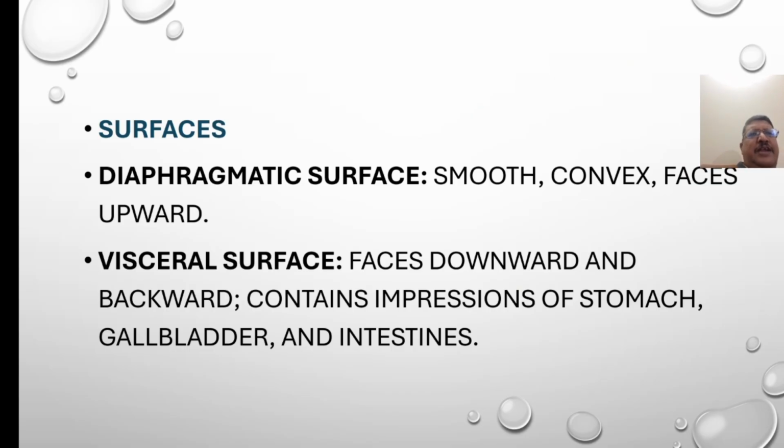Surface: diaphragmatic surface, smooth, convex, faces upward. Visceral surface, faces downward and backward, contains impressions of the stomach, gallbladder, and intestine.